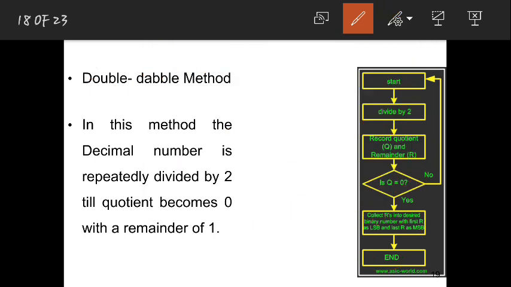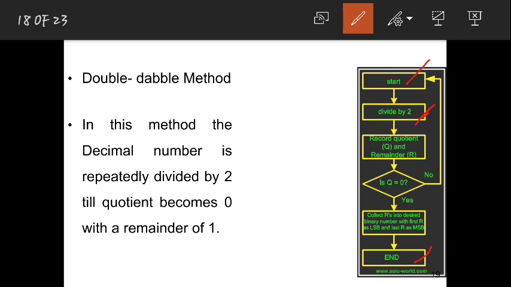Now for this you just see the flow chart. Whatever I have done, you can easily understand from this flow chart. Whenever we write a flow chart, when we begin we write start, and when we finish we write end. After starting we divide the decimal number by 2. Next, record the quotient and remainder, as I have done here.